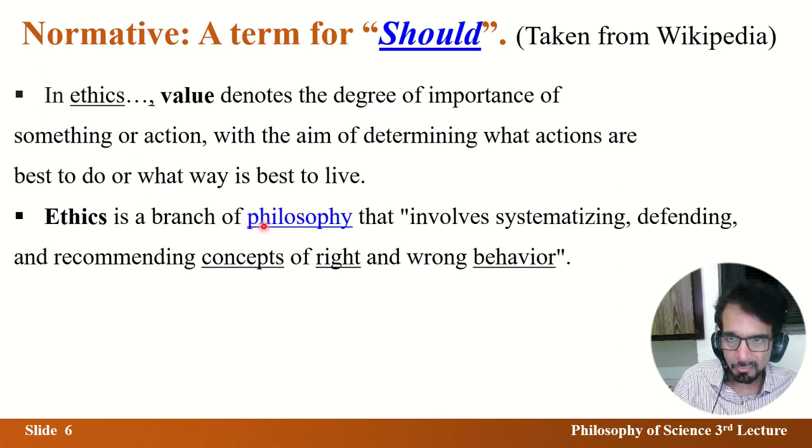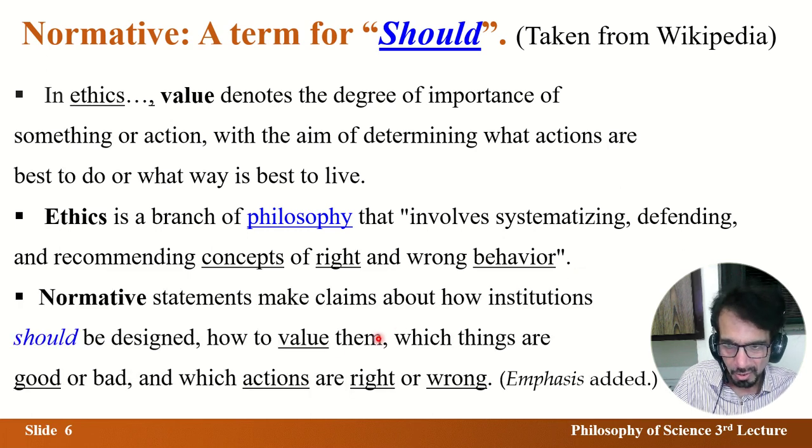Ethics is a branch of philosophy. Encyclopedia Britannica says that there are 4 major branches of philosophy, and ethics is one of them. Ethics involves systemizing, defending and recommending concepts of right and wrong behavior. Here Wikipedia has specialized to actions because behavior is an action, and that is what I want to concentrate on. The purpose of this concentration is eventually to introduce the word normative for should.